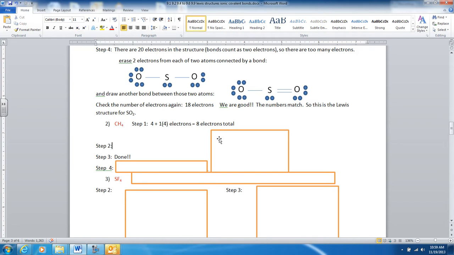So we go on to step 2, which is to draw the stick structure. Carbon goes in the middle. We'll put that in here. There you go. There's the stick structure. Carbon in the middle, the hydrogen's all on the outside.